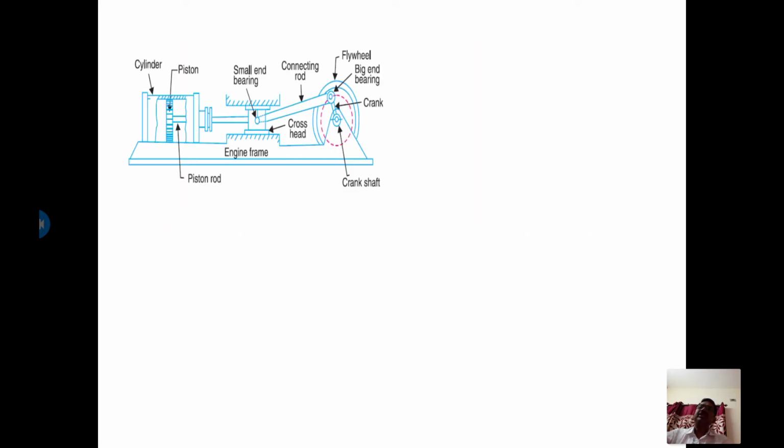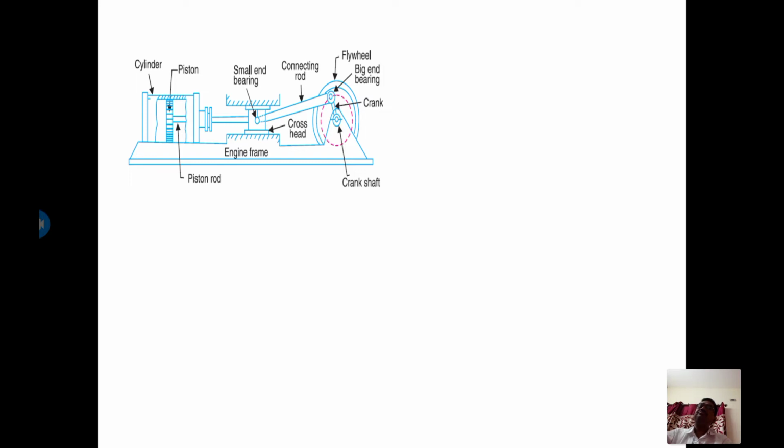Now you can observe these figures. This is the reciprocating steam engine mechanism. In this mechanism we observe the piston rod and guides, which come under one kinematic link, and the connecting rod, small end bearing and big end bearing form one kinematic link, and the crankshaft and flywheel form one kinematic link. The cylinder and engine frame is another link. So these four pairs form kinematic pairs.